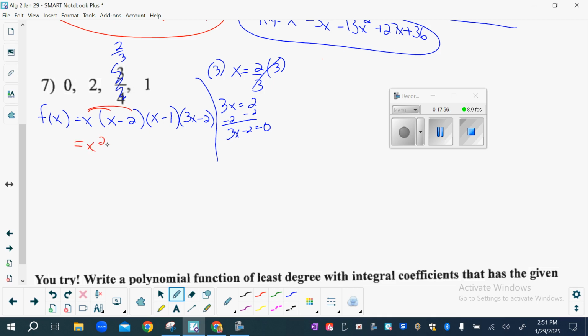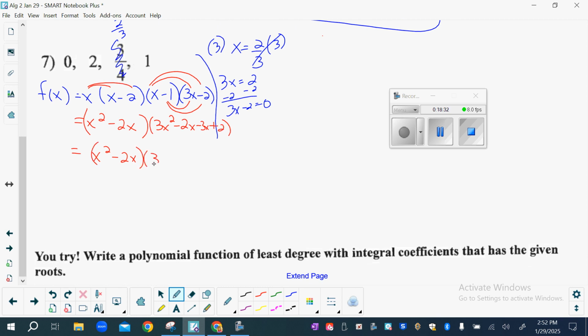So we get x squared minus 2x for the first 2. That's kind of nice, that's pretty simple. And then 3x squared minus 2x minus 3x plus 2. What do we want to do next? We add like terms. So we get x squared minus 2x, and then 3x squared minus 5x plus 2.